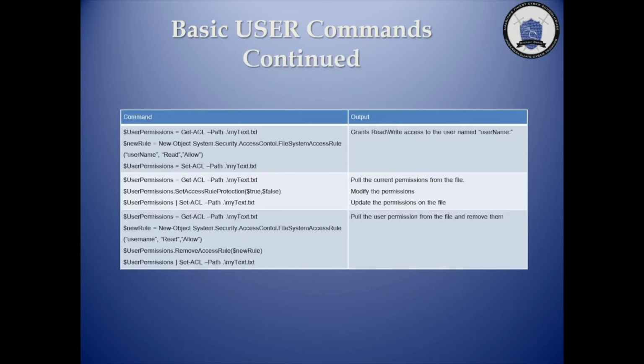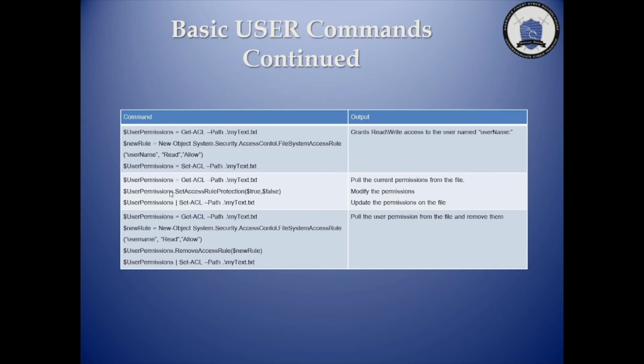All right, so here's some more basic user commands. The first one we see here is user permissions, get ACL path mytext.txt, creating a new rule, the object system security access control, and then making the username. So we've got the username and then read and allow, and then user permissions set ACL path, again mytext.txt, and the output of this would be that it would grant read or write access to the username.